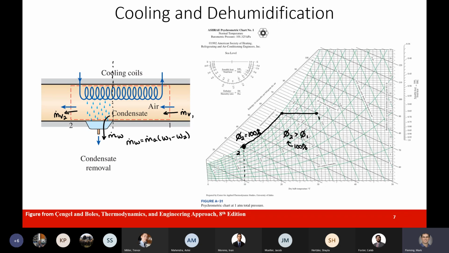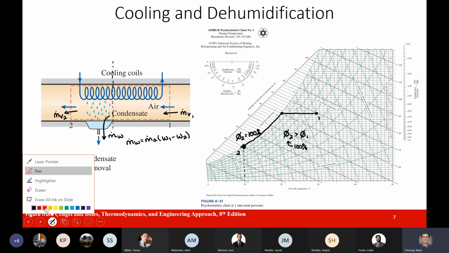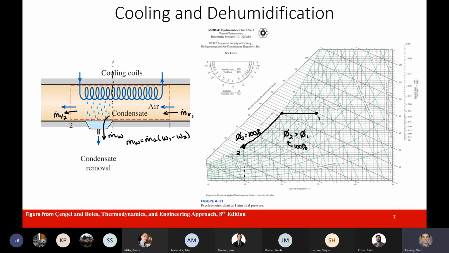Human comfort isn't going to necessarily be achieved by having this at a 100% value. And so this is just the cooling and dehumidification case. I'm adding this as kind of an extra comment, just something to think about. In terms of comfort, we want things to be about 30 to 60% relative humidity.